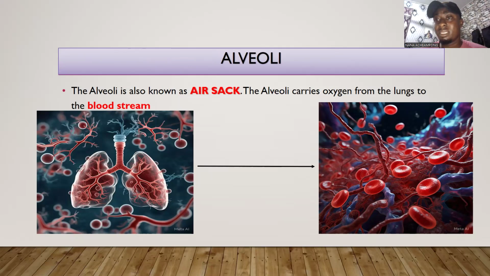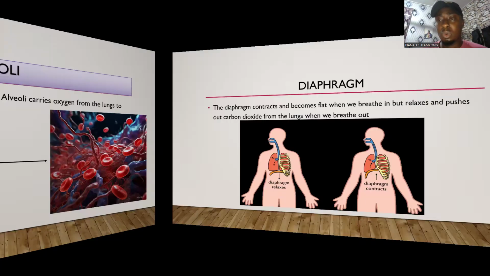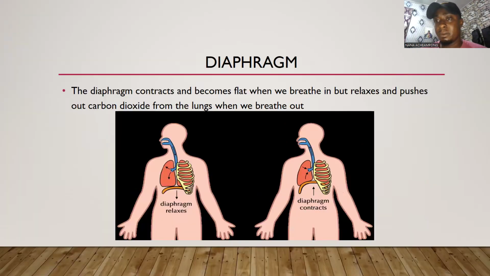Let's look at the last organ of the respiratory tract, which is the diaphragm. But please take note, the alveoli is also known as the air sac, and that is where respiration ends. So we've come to the end of the lower respiratory tract. The last organ is the diaphragm. The diaphragm contracts and becomes flat when we breathe in, but relaxes and pushes out carbon dioxide from the lungs when we breathe out.